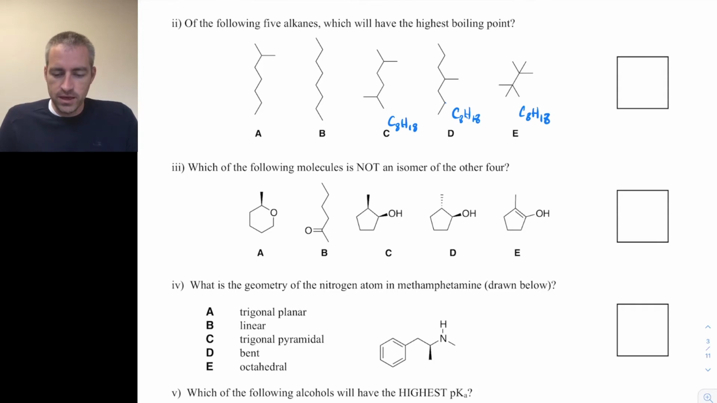So what we notice is that if you increase branching among isomers, boiling point goes down. And that's because surface area goes down as you increase branching. So the highest boiling point is going to be the one with the least branching, which is B.